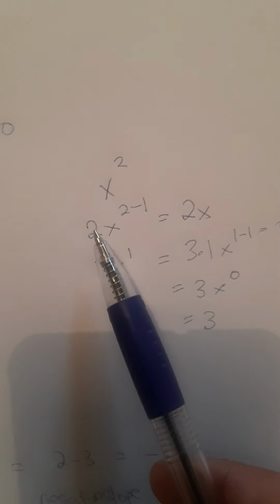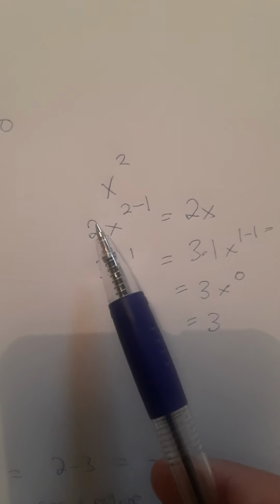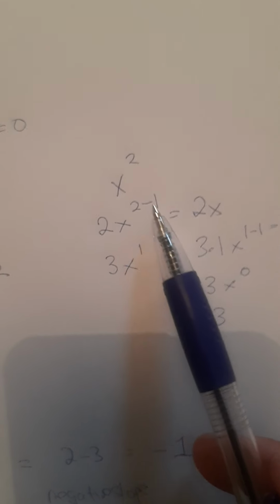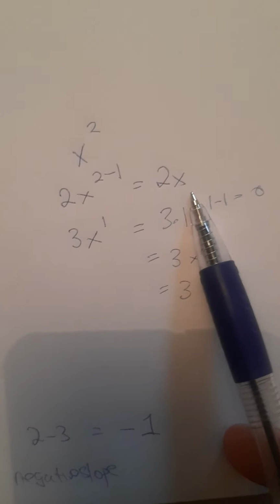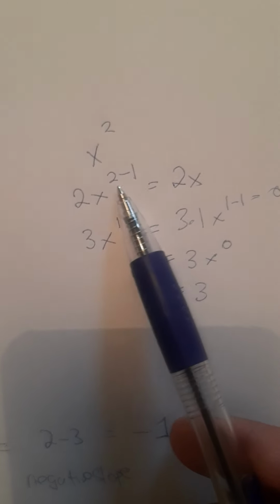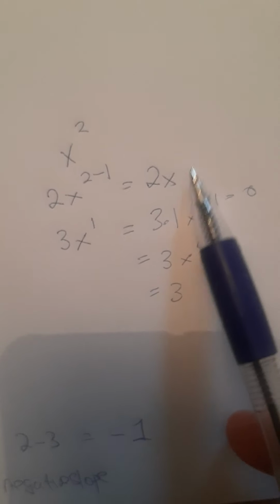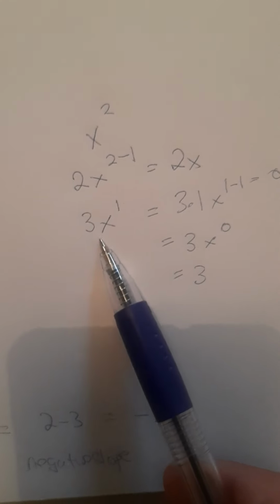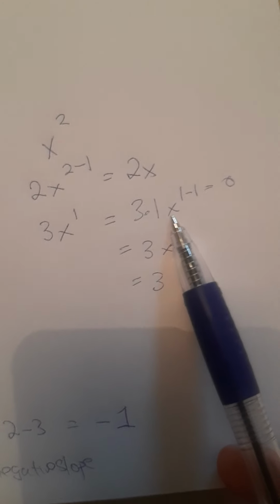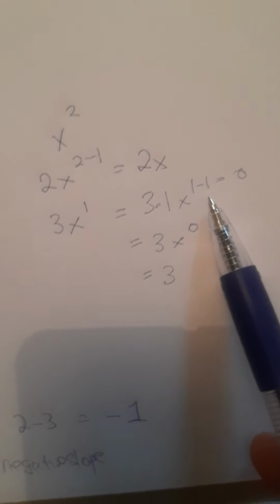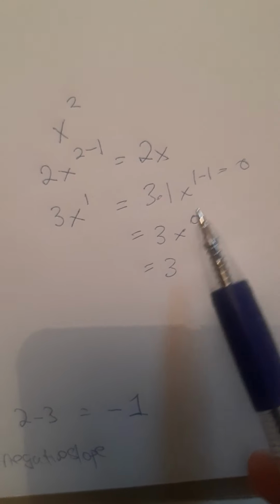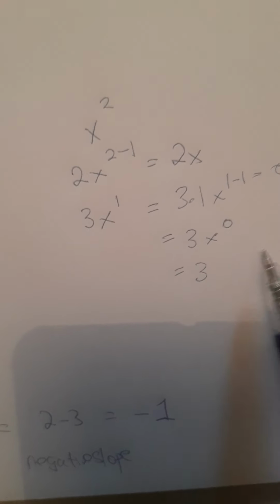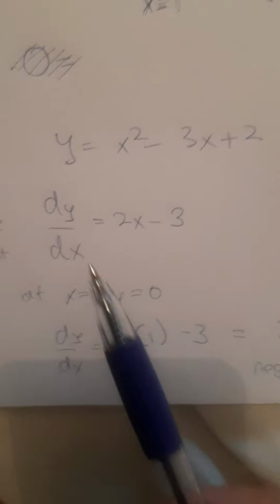So again, if you want to differentiate x squared, you bring the 2 down, x to the 2 minus 1, you get 2x, since x to the power of 1 is x, okay? In this case, you got 3x to the power of 1. You bring the 1 down, so it's 3 by 1 by x, and the power is 1 minus 1, which is 0, and anything to the power of 0 is 1, so it's 3 by 1, okay? So that's how you get that.